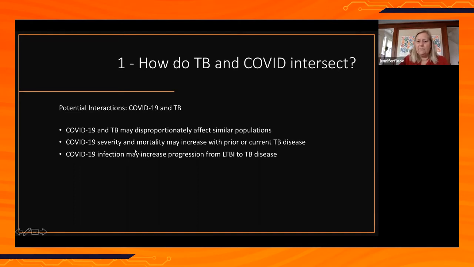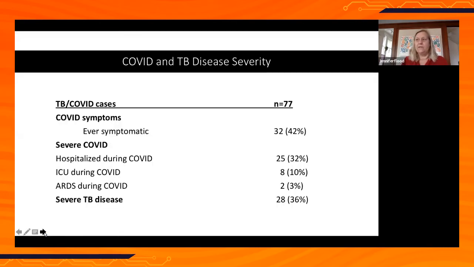We also wanted to look at severity and mortality. Is that increased with prior or current TB disease when we look at our California data? And then finally, does COVID-19 infection increase progression from latent TB infection to TB disease? And I think we'll know the answer about this last question as we get further along after the entry of COVID and the pandemic. So let's take a look at the cases that we've seen early in 2020 in California.